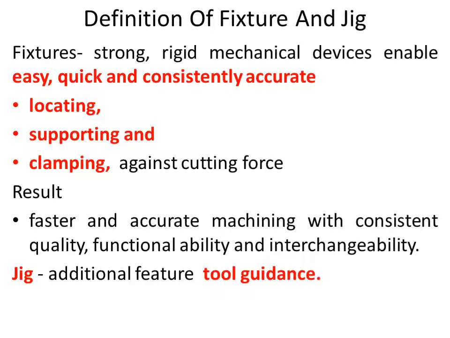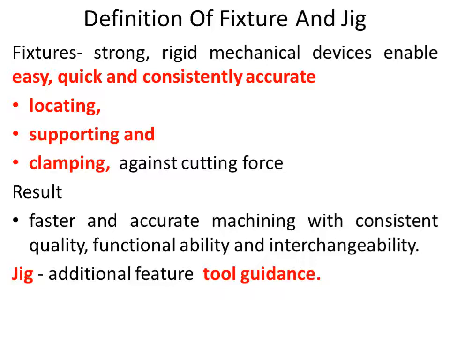First, let us take the definition of a fixture and jig. Mainly, the fixtures are strong, rigid mechanical devices enabled to get easy, quick, and consistently accurate locating, supporting, and clamping against the cutting force. This is why a clamping device or a fixture is used for holding a component while machining on a machine tool.